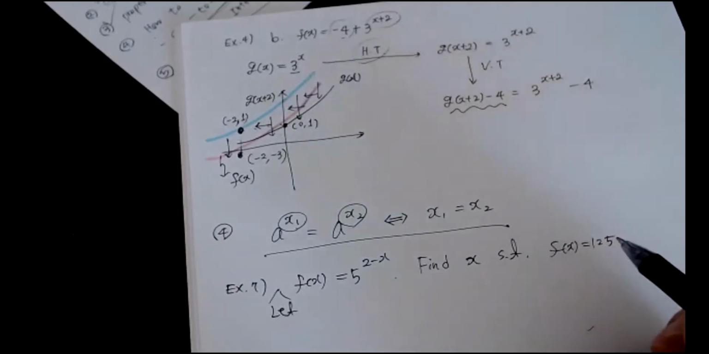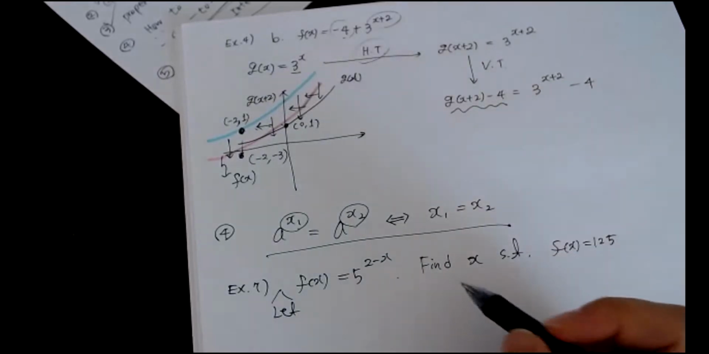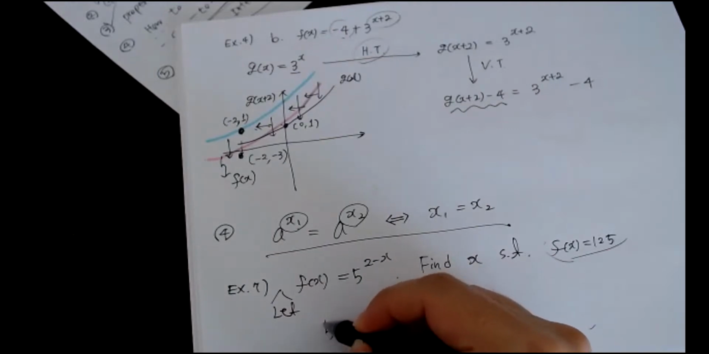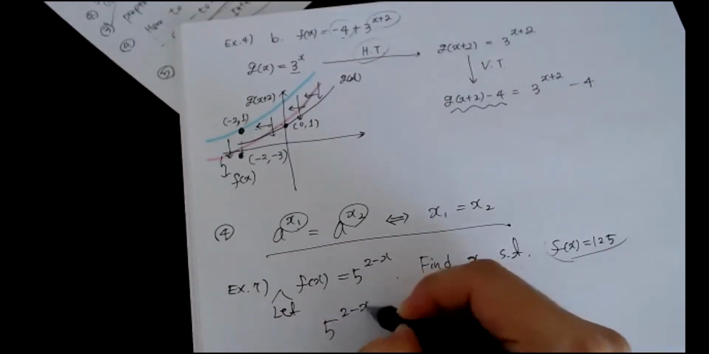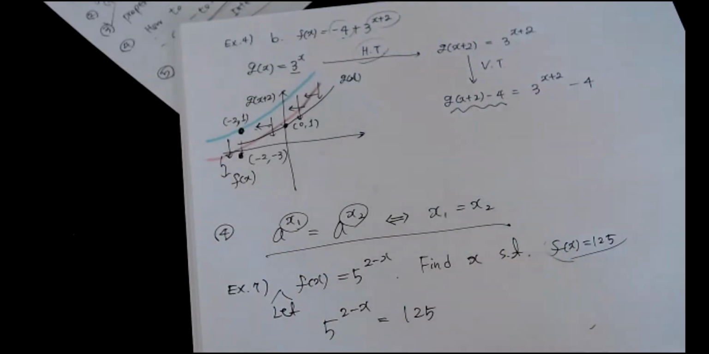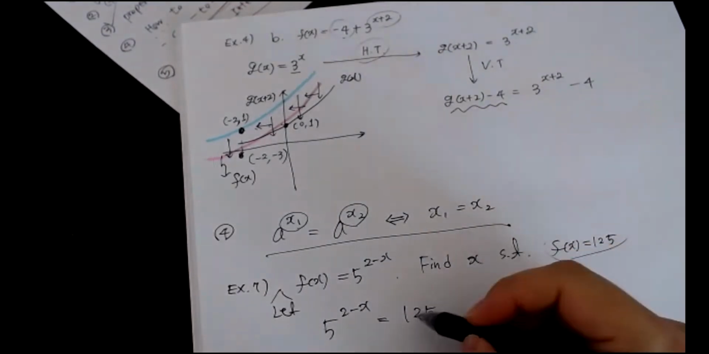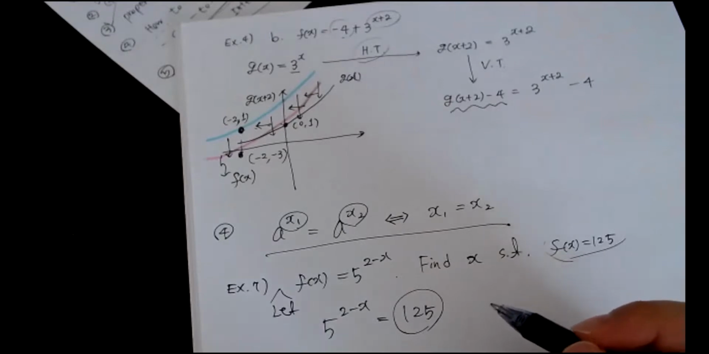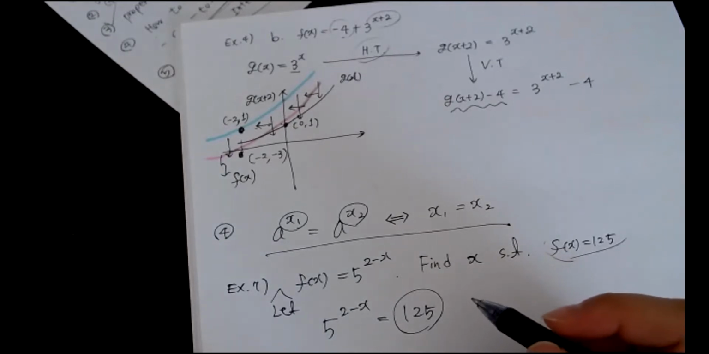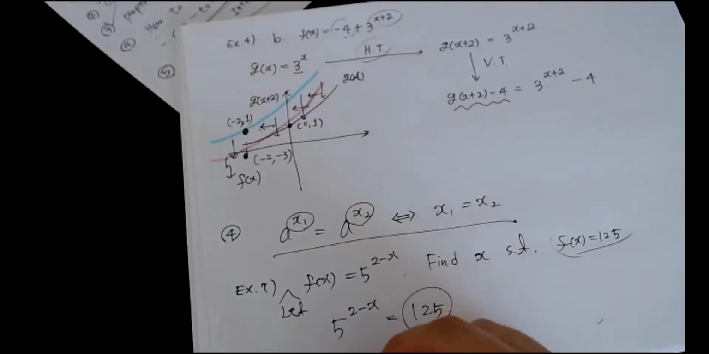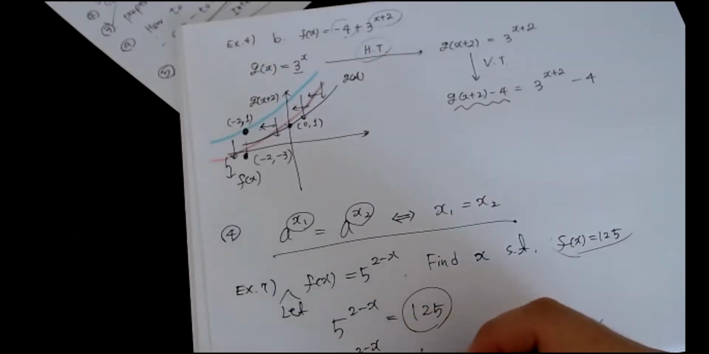So we just want to find x such that f of x is 125, then we construct the equation like this: 5 to the 2 minus x is equal to 125. Now you can see that 125 on the right-hand side can be expressed as an exponential expression: 5 to the third power, 5 times 5 times 5 is 125. So 5 to the 2 minus x is equal to 5 to the third power.